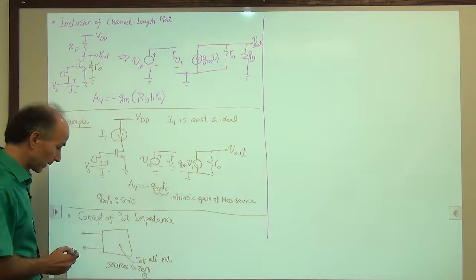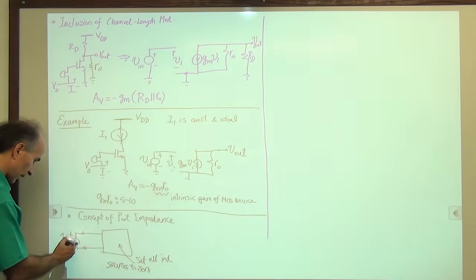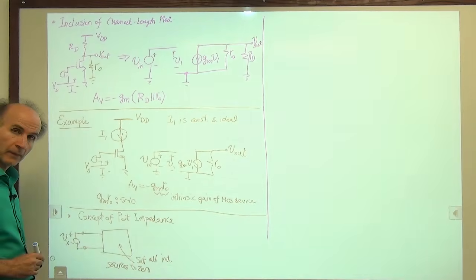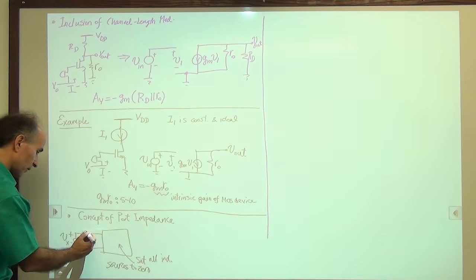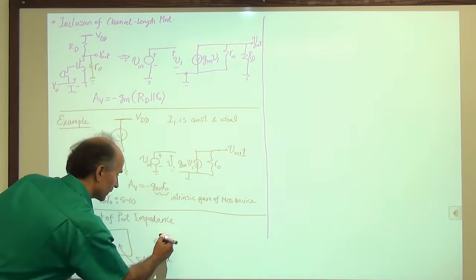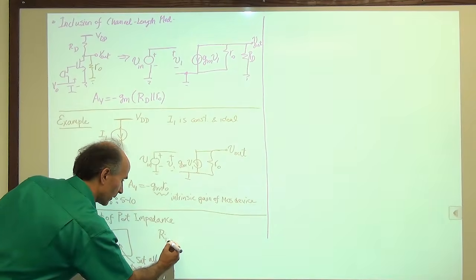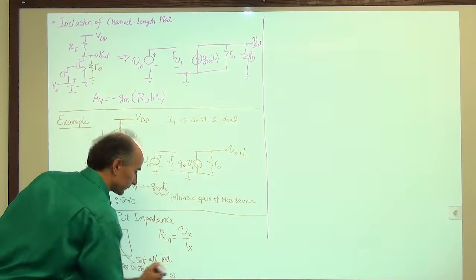In the second step, we go ahead and apply a small signal voltage between these two nodes, Vx. This voltage perhaps creates some sort of current in here, right? And we measure that current, Ix, and we call this Rin, the input impedance, equal to Vx over Ix.